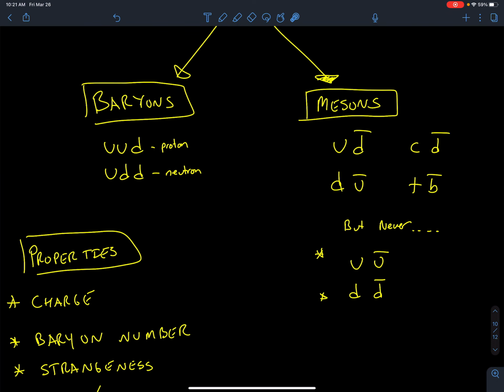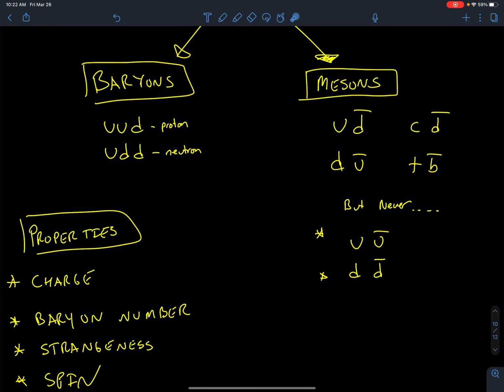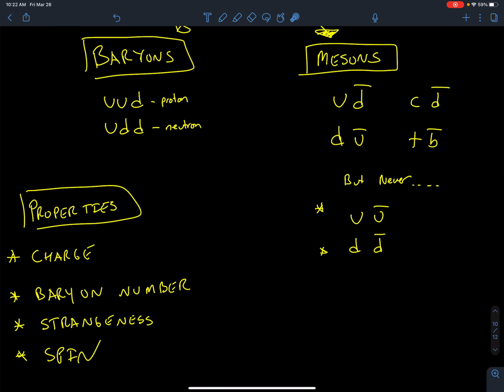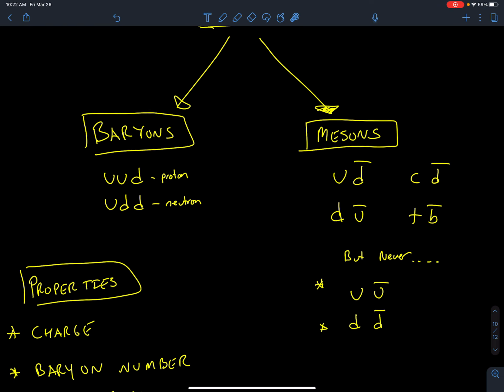Okay, now mesons, you would never find a meson that has an up and an anti-up, or a down and an anti-down. The reason for that is these particles are the mirror images of each other. So if they came together, they would explode. Okay, so you would never have the same particle and its antiparticle in a particle. That's why these are different. All right, and just to remind you that the properties, which are dictated by the combination of quarks, include charge, baryon number, strangeness, spin. Strangeness only comes from the strange quark.